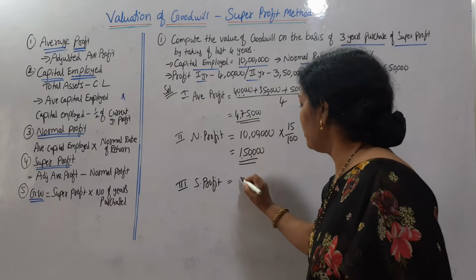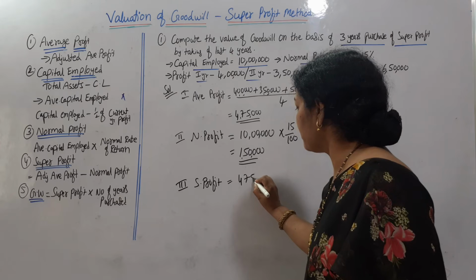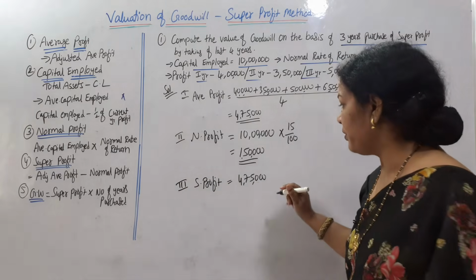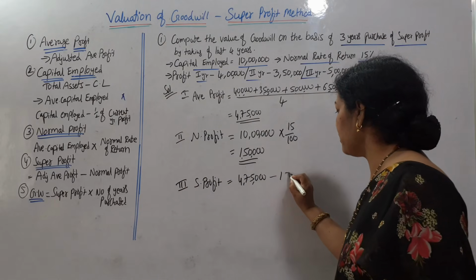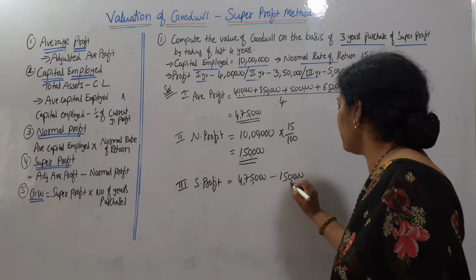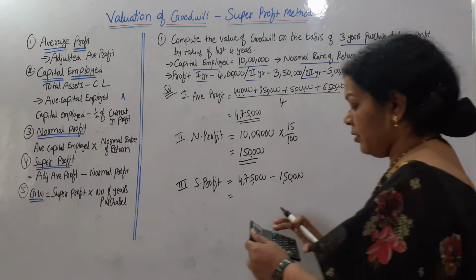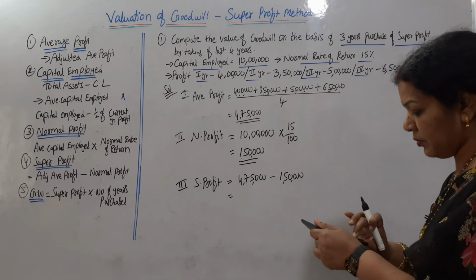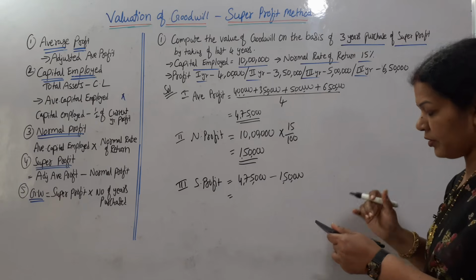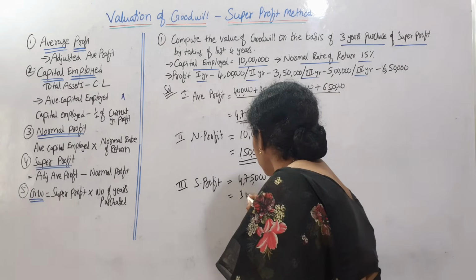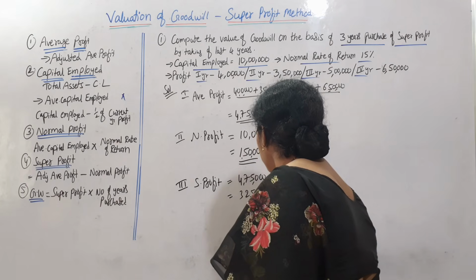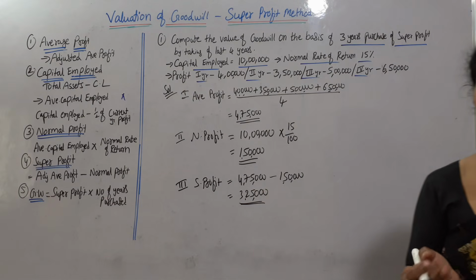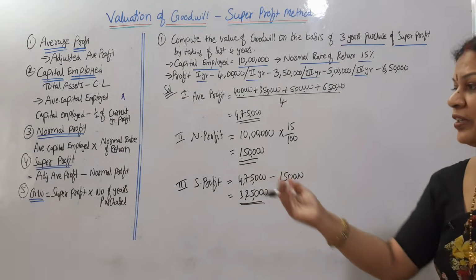Average profit is here 4,75,000 minus normal profit. Normal profit is here 1,50,000. 4,75,000 minus 1,50,000 is 3,25,000. This is super profit. Once if you get super profit, calculation of goodwill is quite easy.